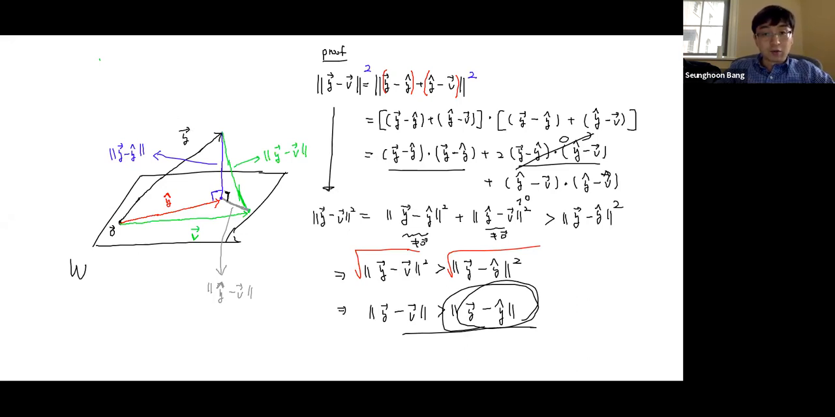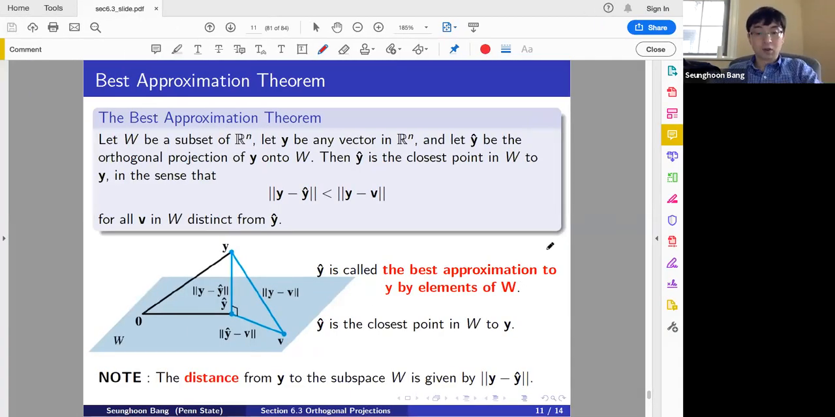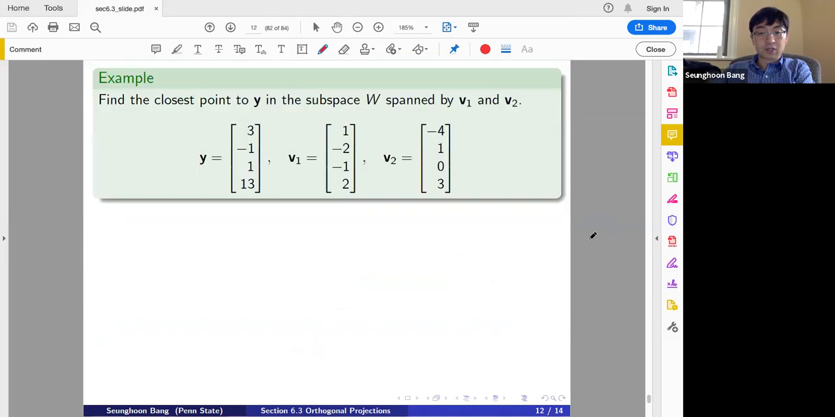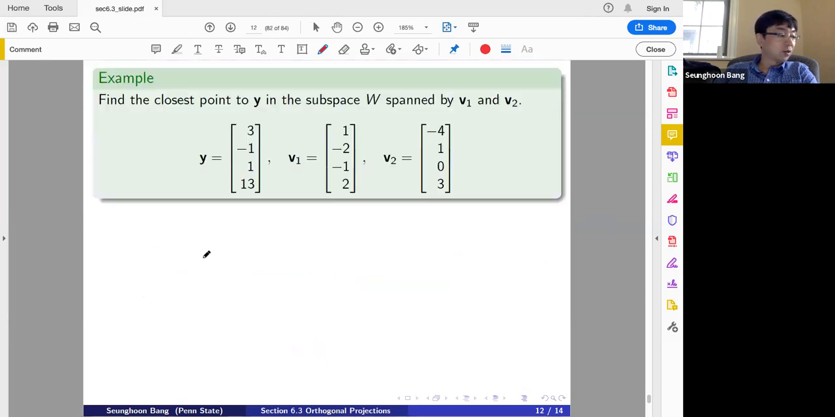Okay, we are going back to here. So this is true. So next, I'm going to give some examples. Find the closest point to y in the subspace W spanned by v1 and v2. So how can you find the closest point? You can find y hat. The y hat is the closest point, from the previous example right here. So how can you find y hat? You can use this one.